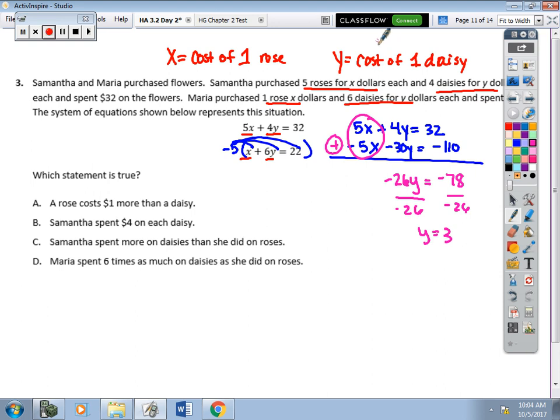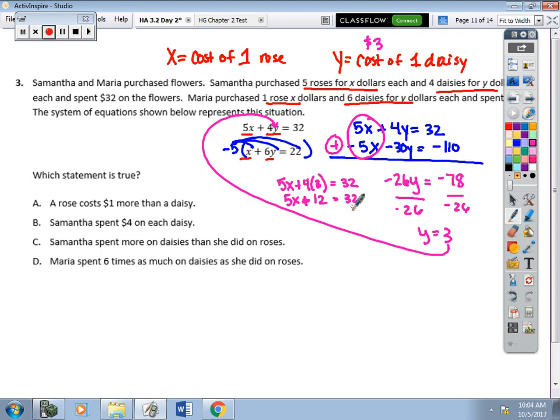Number 3 is the cost of 1 daisy. So 1 daisy costs $3. Now to find out the cost of the rose, we need to plug this back into one of the 2 equations. So we would have 5x plus 4 times 3 equals 32. She'll get 4. So 1 rose costs $4.